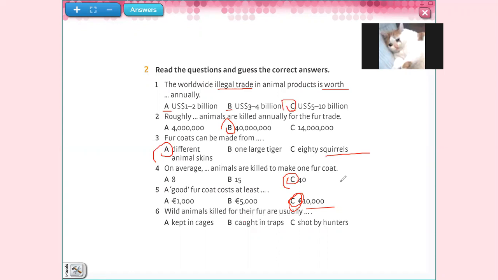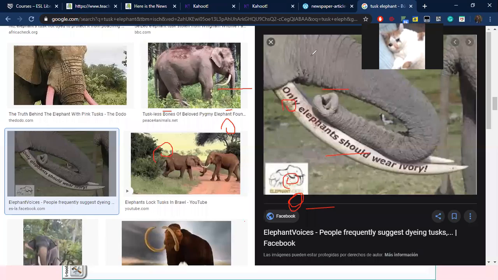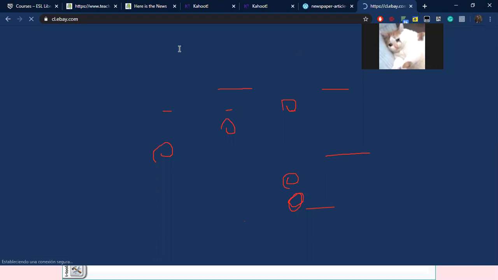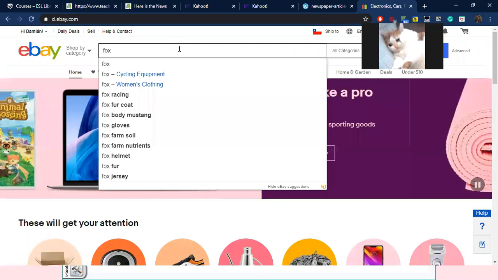10,000 euros. Eso es como 10 millones. Por ahí, ¿no? Como 10 millones. A ver. Estamos ahí en eBay. Venderá, no creo. Yo creo que eBay tiene restricciones de ciertos objetos. A ver. Fox. Fur coat. No, no creo que lo vendan acá.